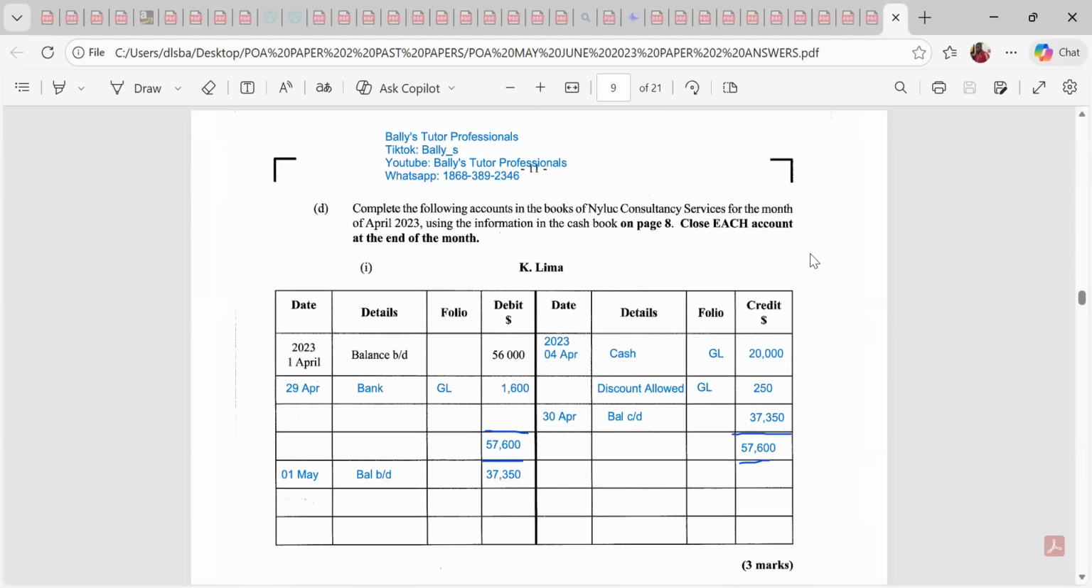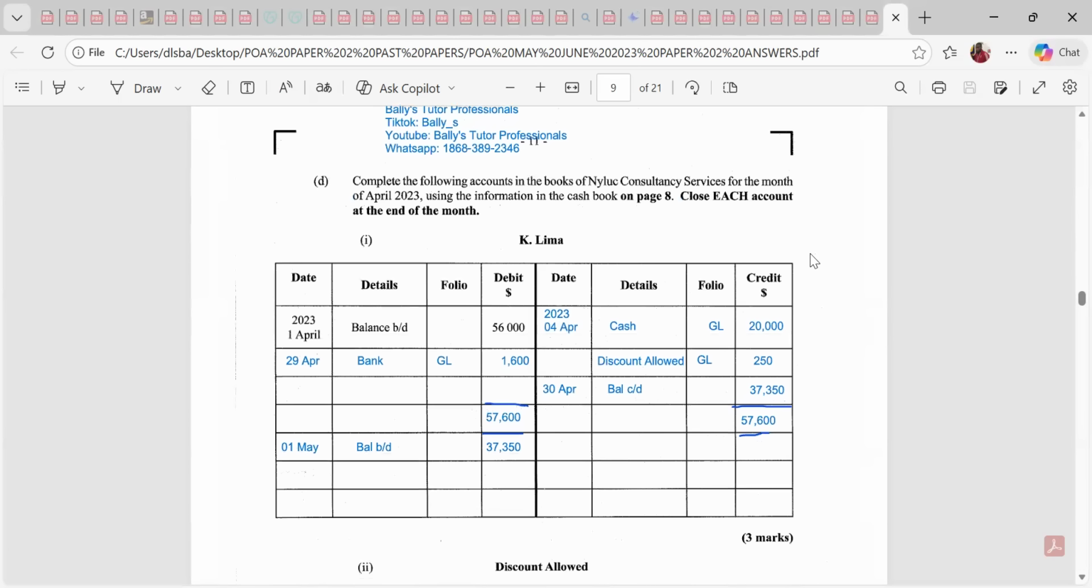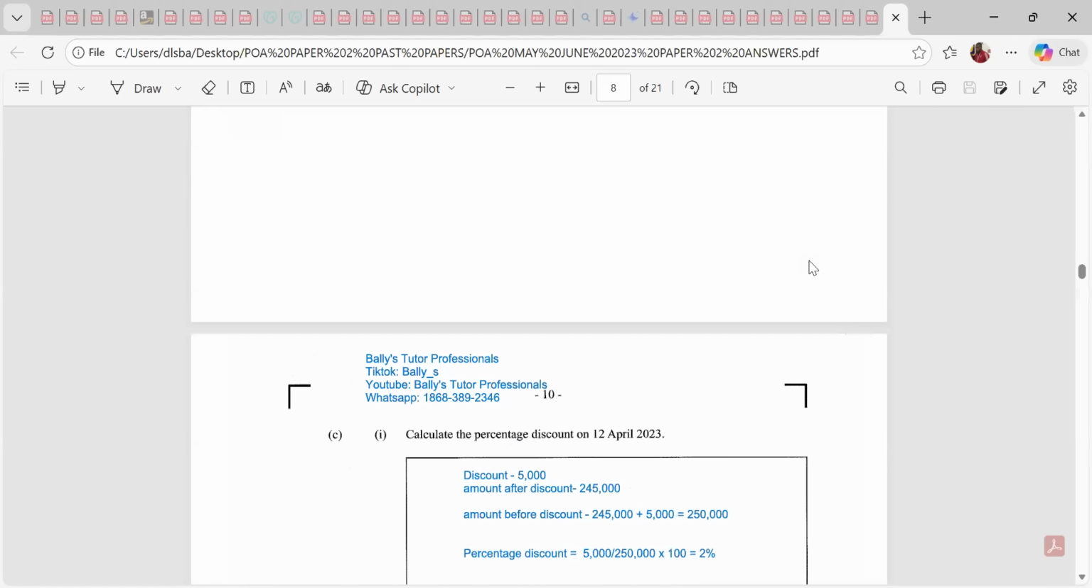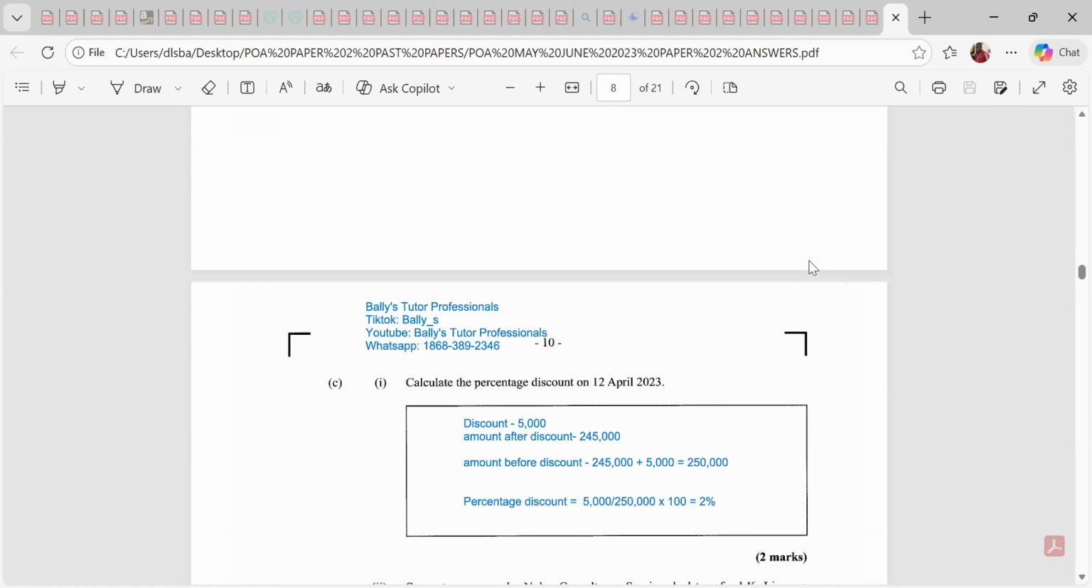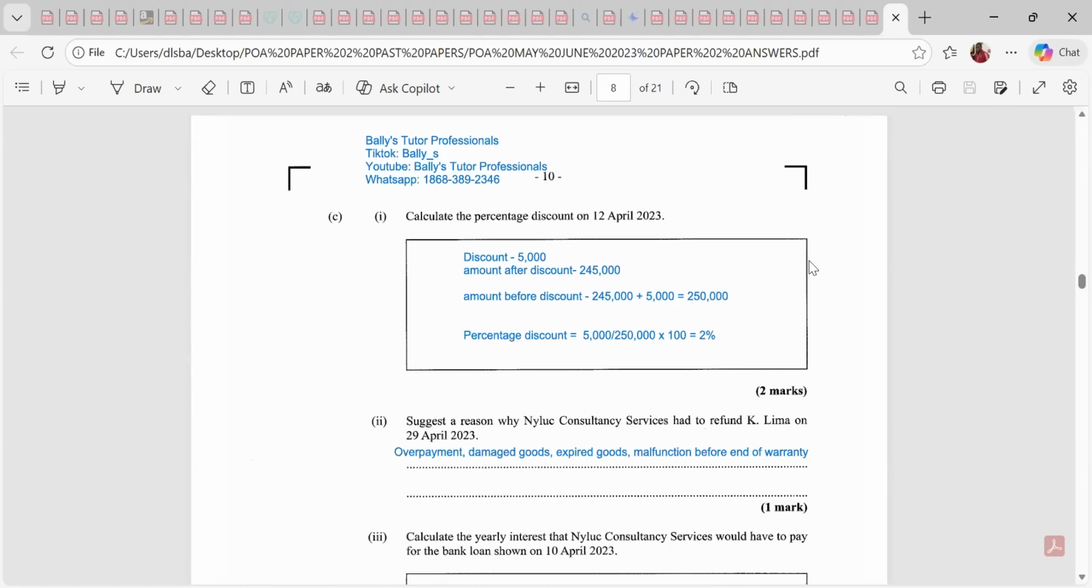Then it said complete the following accounts for the books of Nylock Consultancy Services for the month of April using the information in the cash book. Find this 20 for 3 marks. So they give us the balance brought down. Everything related to K Lima, we put it into K Lima's account.